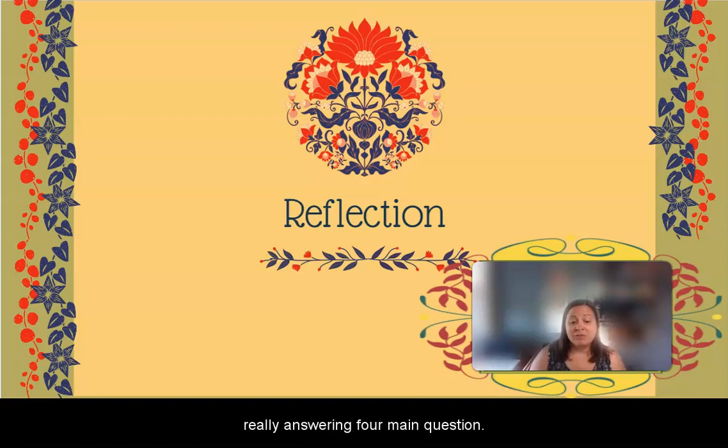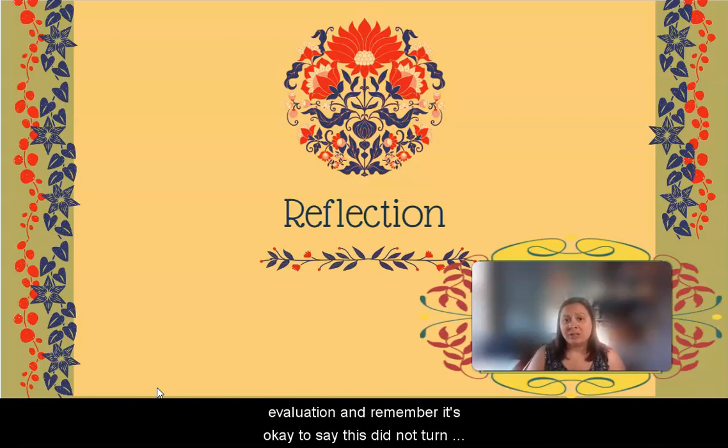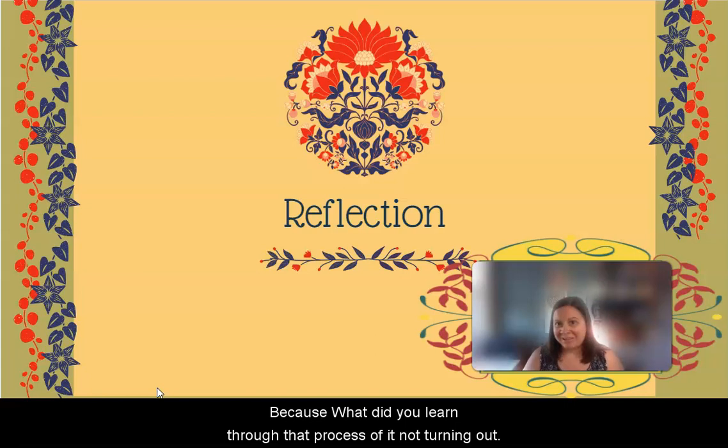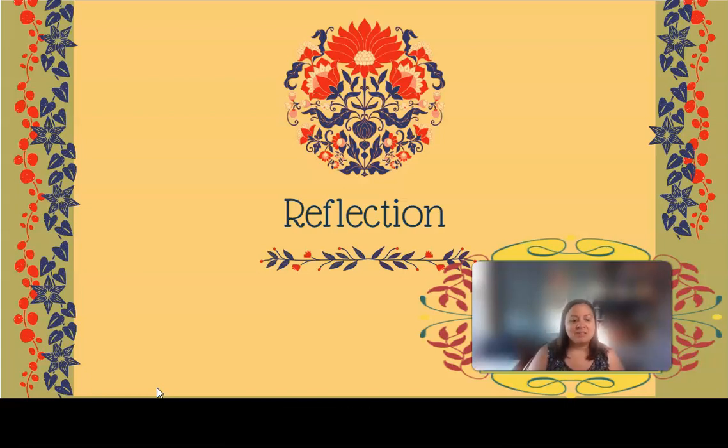And it's really answering 4 main questions. 1, what did you try to do? So a summary. 2, how did you do it? So some analysis. 3, how well did you do it? Some evaluation. And remember, it's okay to say, this did not turn out how I wanted it to. Because what did you learn through that process of it not turning out? And then 4, so what are you going to do next time? Some goal setting, some revision.